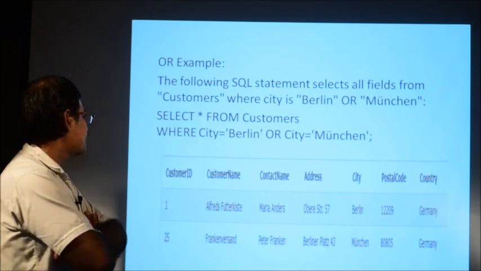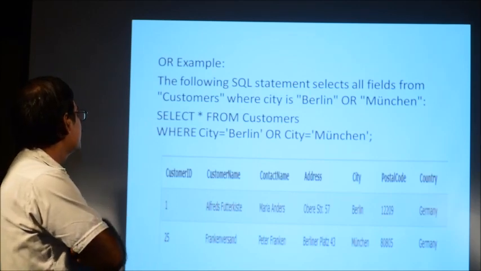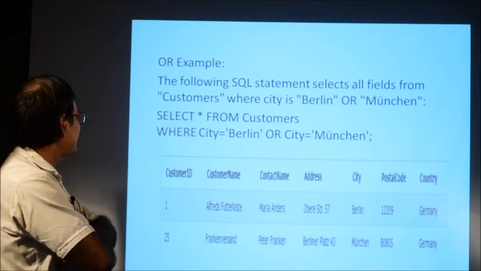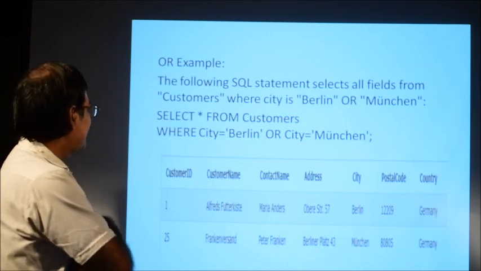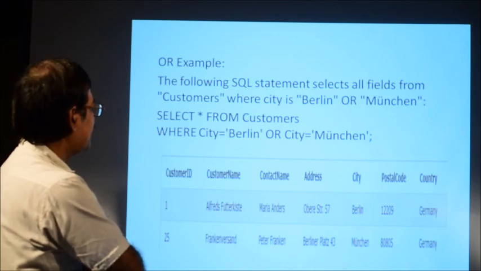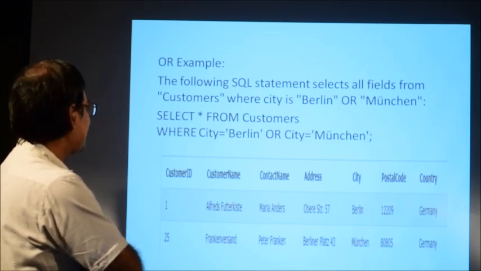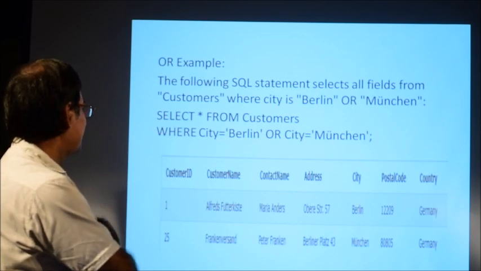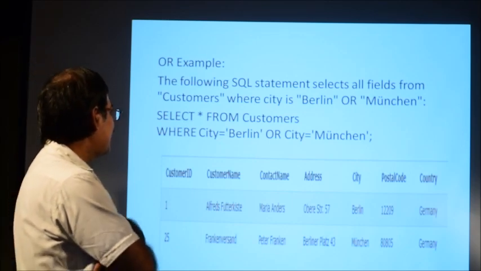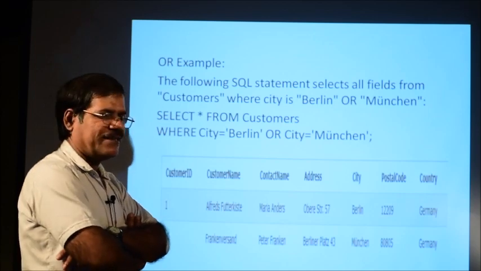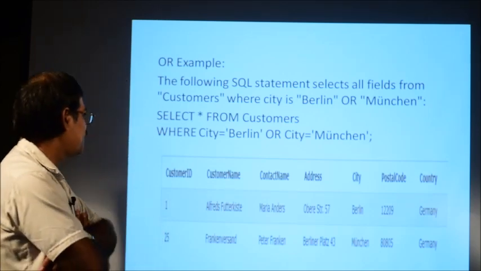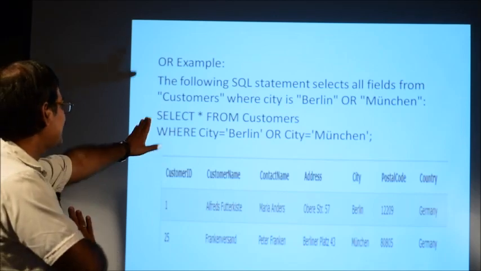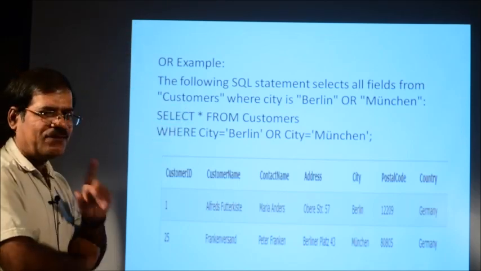Customer 1, city equal to what? City equal to Berlin. So, any one of them being satisfied is enough; the first one is satisfied, it may not be the second one. So, Berlin is satisfied, so that is selected. Customer 25, the city name is München. So, there are two records selected, either the first one is satisfied or the second one is satisfied, any one.